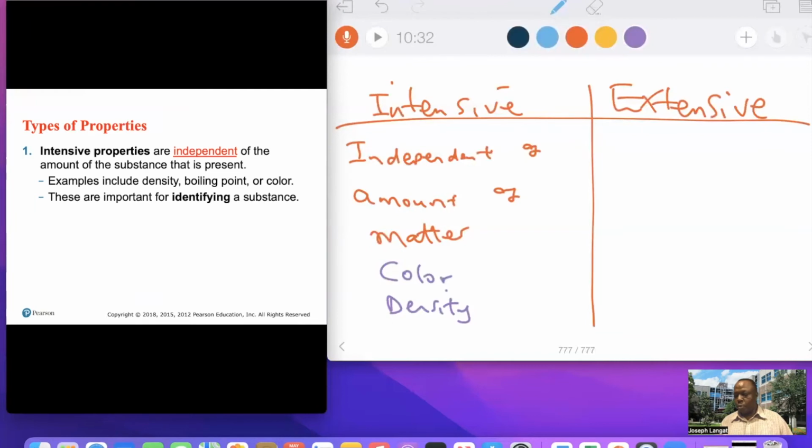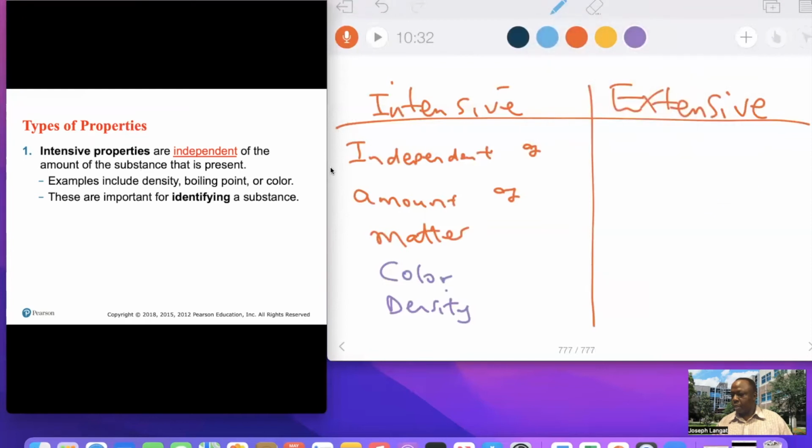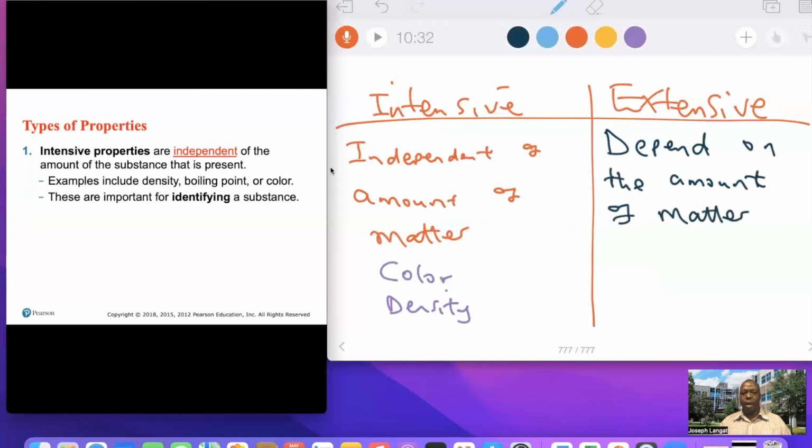Likewise, the boiling point of H2O, whether it is 10 ml or 5 gallons, will still be 100 degrees Celsius. So intensive properties are those independent of the amount, underline the word amount. Of course, the extensive properties depend on the amount of matter we have. An example here is area, I hope you can see that.